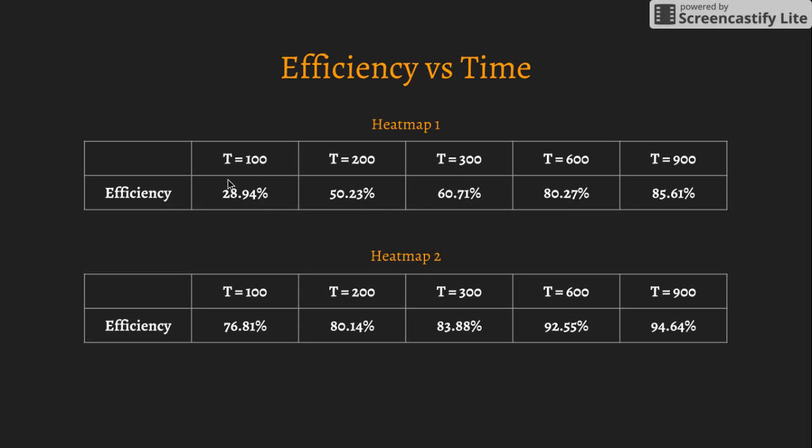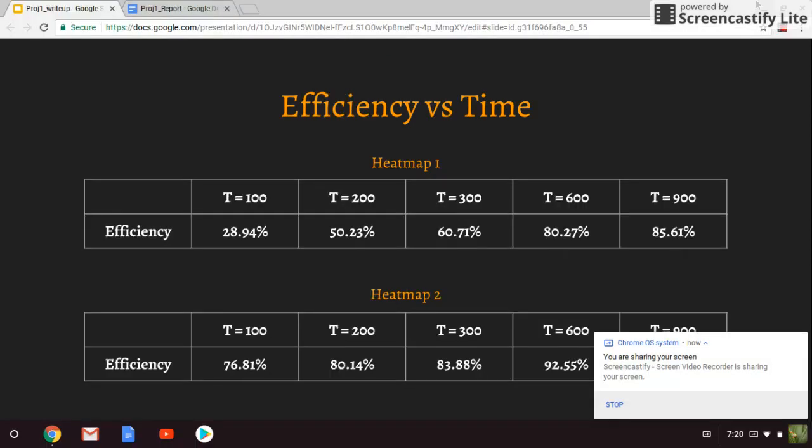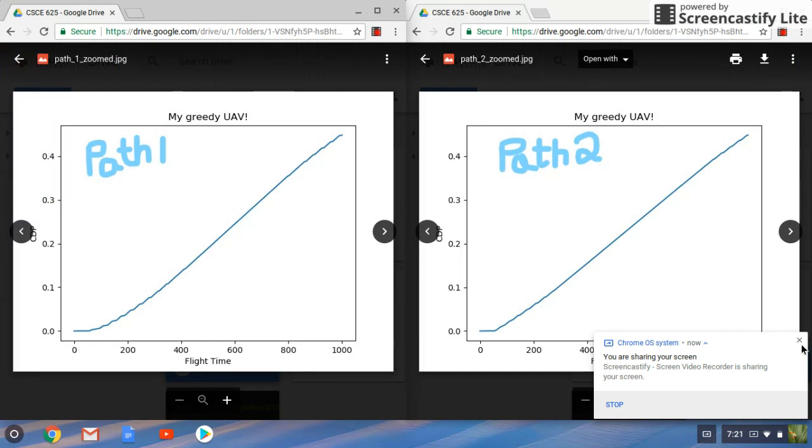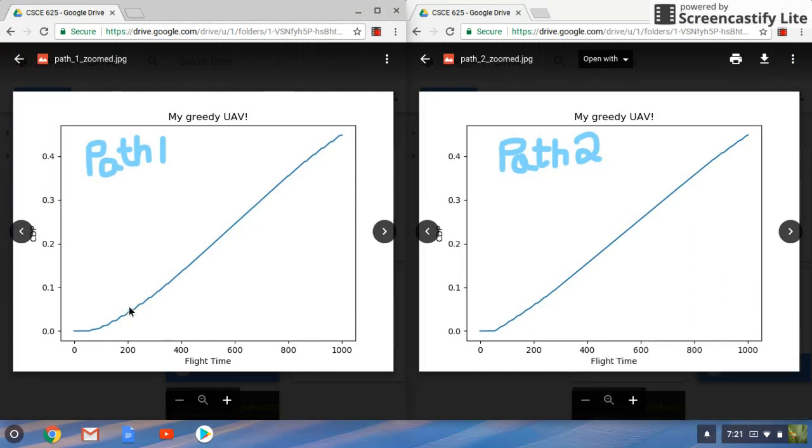For heat map 1, the efficiency was initially very low. To understand what happened, I plotted the graphs only up till t equal to 1000. Then I observed that up till t equal to 200, the CDP in path 1 increased slowly compared to path 2. This may be because it encountered only low probability nodes initially after entering the bounding rectangle.